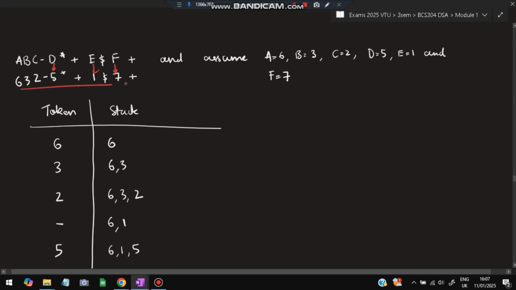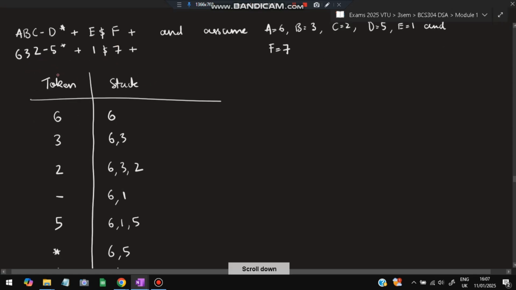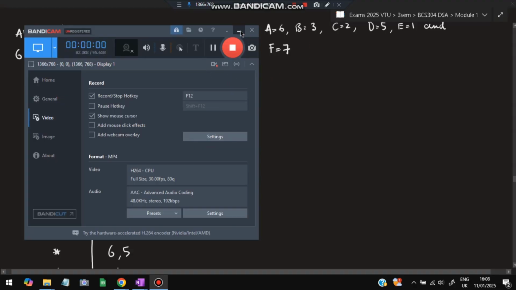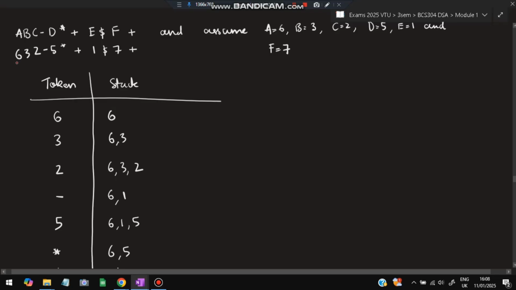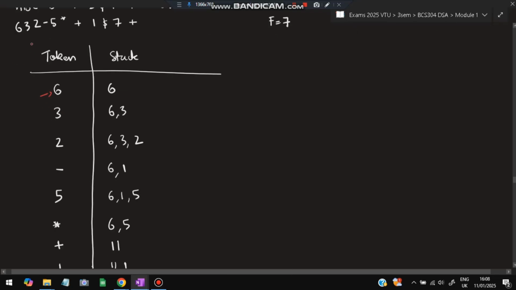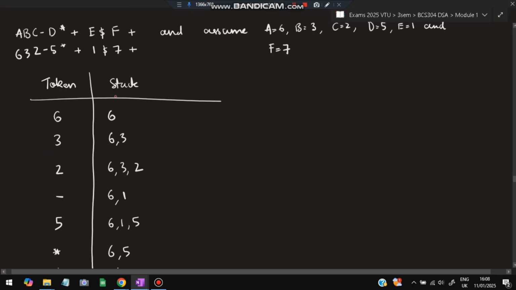Okay, after you have written this one, you have to create a table. Inside the table you have token and stack. Only two things are needed, token and stack. Now in token, what you will be writing is every character which is present here, one by one. So first we will write 6, then next is 3, so I'll write 3 here, next is 2, I'll write 2 here, minus is here, I'll write minus, and so on till the end. After that you have to write stack here. Inside stack you will be pushing both numbers and operators. So if any number comes, copy paste it here. Again 3 came, so after 6 we'll write 3, then 2 came, we'll write 2 here.